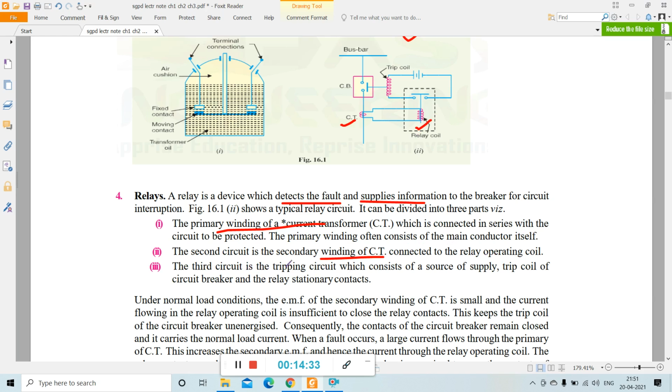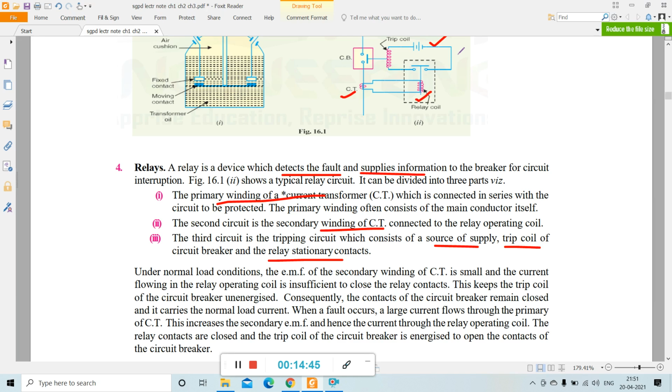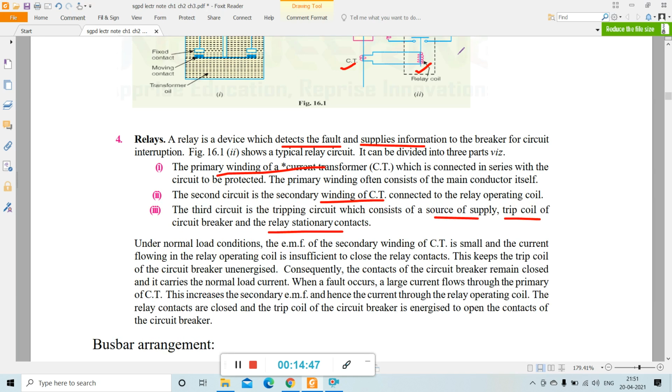Then the third part is the tripping circuit, which consists of the source of supply, the trip coil of the circuit breaker and the relay stationary contacts. So this is the trip circuit. Okay, so these are the three parts of the relay circuit. I already told you how it operates.